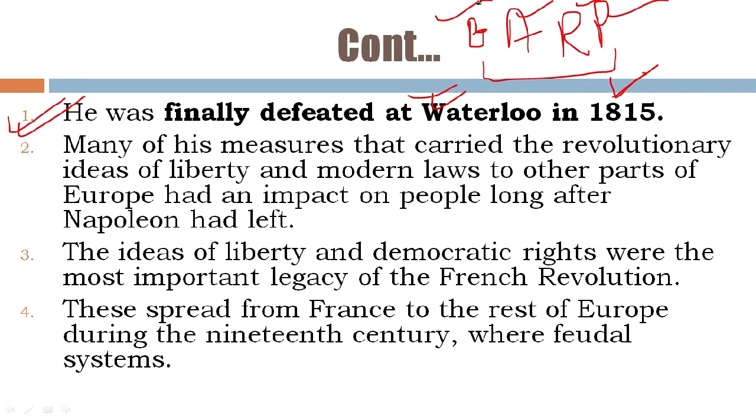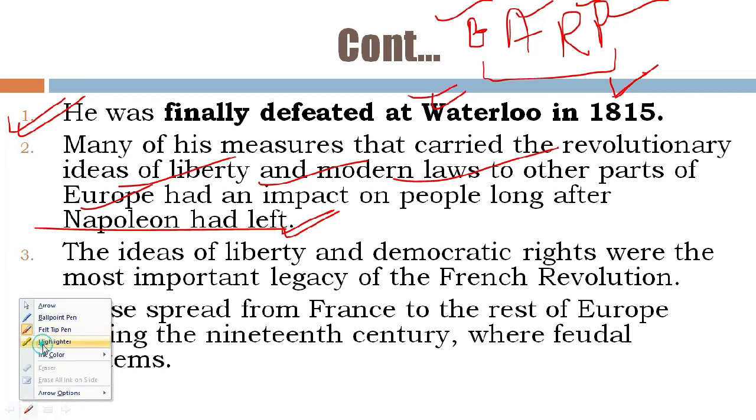We see many of his measures that carried the revolutionary ideas of liberty and modern laws to other parts of Europe had an impact on people long after Napoleon had left. So whatever changes he had brought, it had an impact on the minds of the people. It was not that the reforms brought about by Napoleon had nothing to do with the effects. Next we see that the ideas of liberty and democratic rights were the most important legacy.